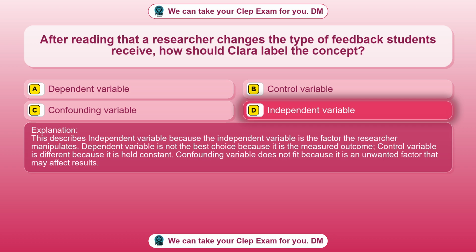This describes independent variable because the independent variable is the factor the researcher manipulates. Dependent variable is not the best choice because it is the measured outcome. Control variable is different because it is held constant. Confounding variable does not fit because it is an unwanted factor that may affect results.